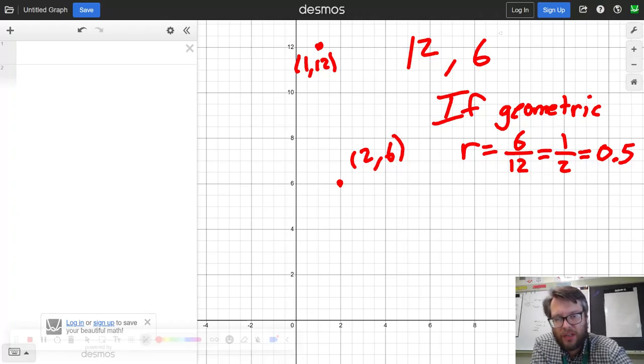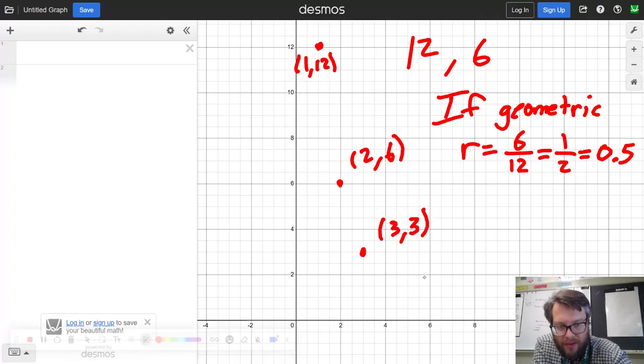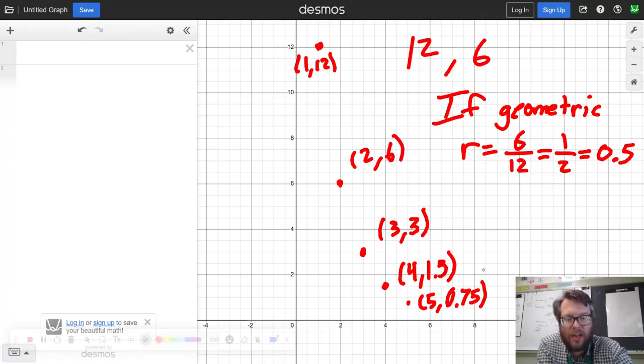So if it's geometric, then my third term would be right down here, because 3 is half of 6. My fourth term would be right here, because 1.5 is half of 3. My fifth term would be right about here, because 0.75 is half of 1.5. So each time I go to the right for a geometric pattern, I am multiplying by 0.5, aka I'm dividing by 2.